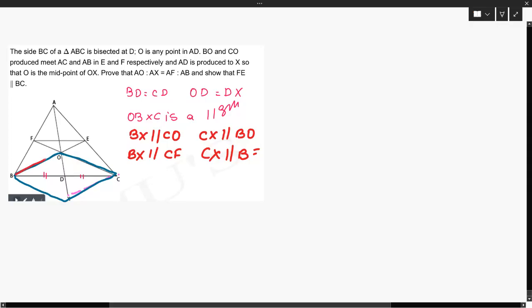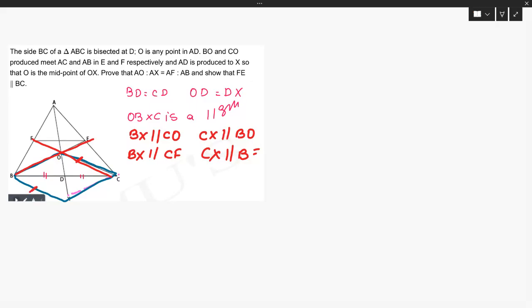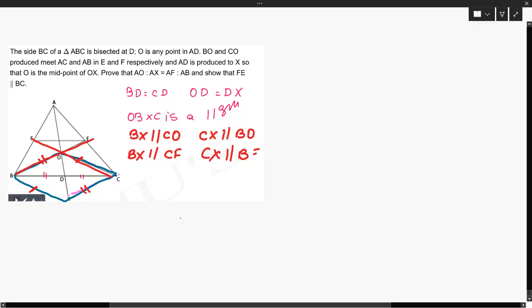Getting my point, what I am trying to prove here. We are trying to prove that two sides of a triangle are parallel, but with the help of a parallelogram. This line is parallel to this line, and this line is parallel to this line. So we have proved here that BX is parallel to OF.